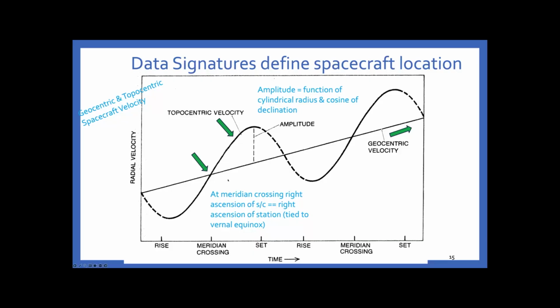And you can see if we don't know the right ascension of the station, i.e. the station longitude, when this velocity is zero here, we can't get the right ascension of the spacecraft. And conversely, if there's an error in our knowledge of how far the station is from the cylindrical axis of the Earth, its distance from the cylindrical axis, we don't know what the amplitude of this curve will be.